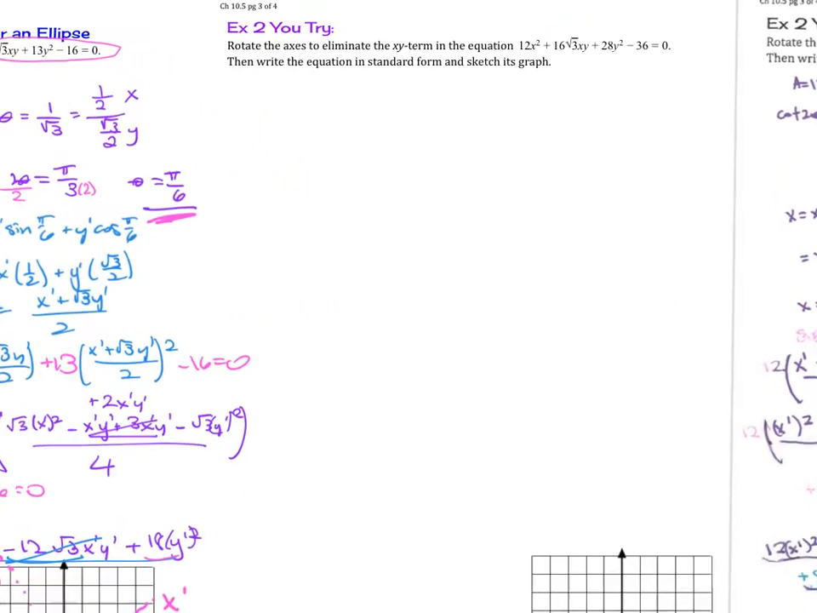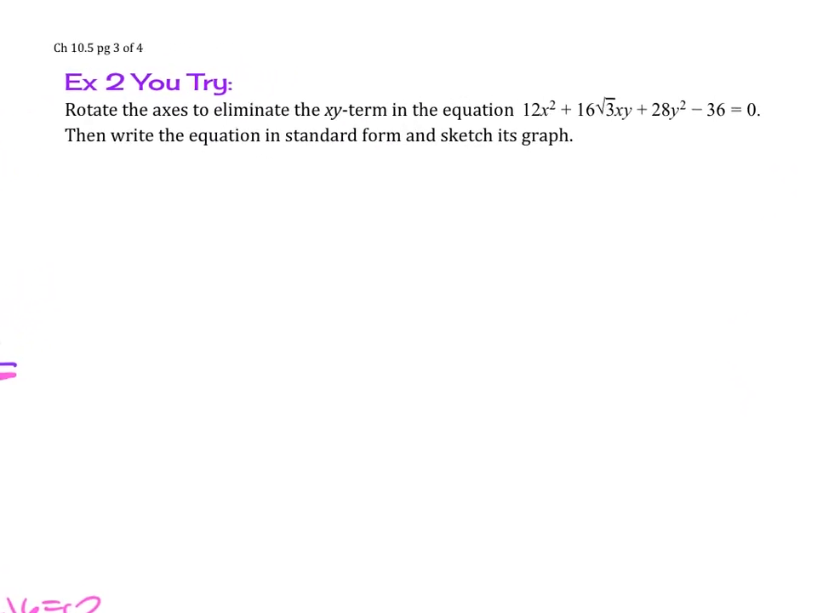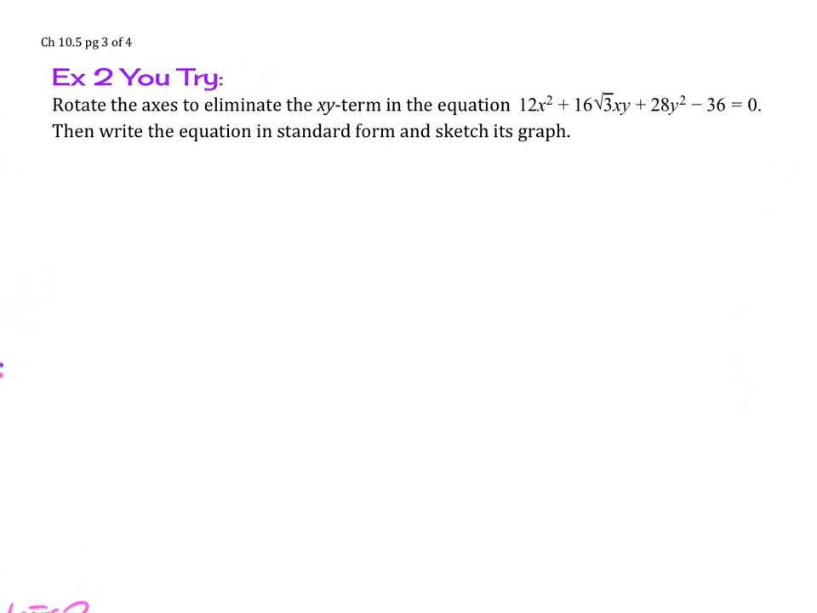So you want to try one out on your own. Rotate the axes to eliminate the xy term in the equation: 12x squared plus 16 root 3 x times y plus 28y squared minus 36 equals 0. So we want to write the equation in standard form and sketch its graph. So try this out. This one is a little bit tough. You are going to get a negative cotangent of 2 theta, so you need to find where that is, and then try this out. See if you can do it.